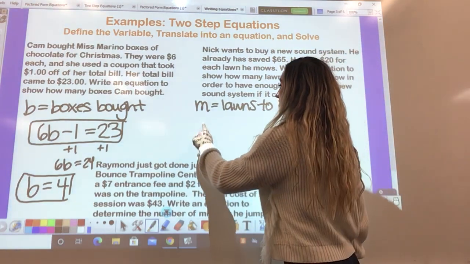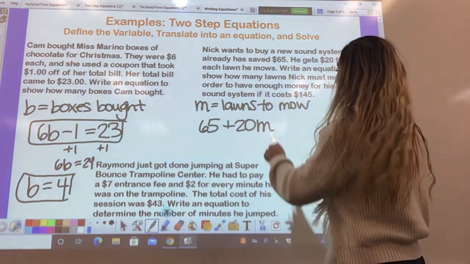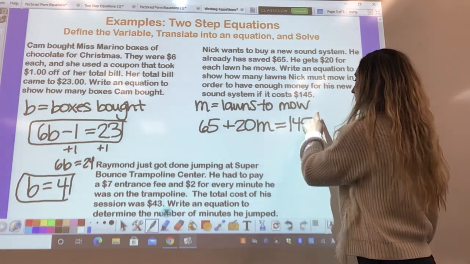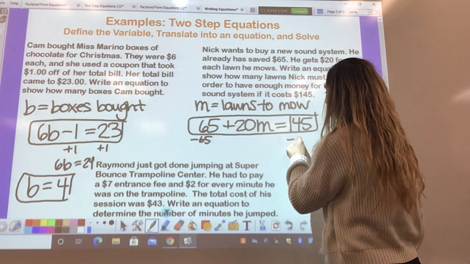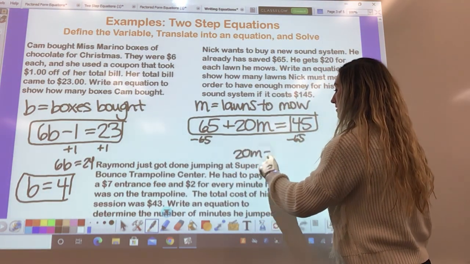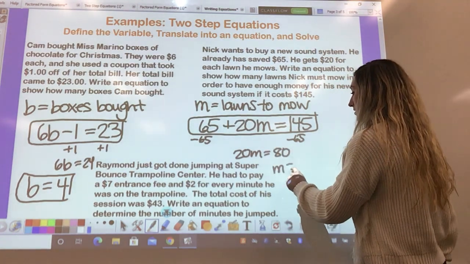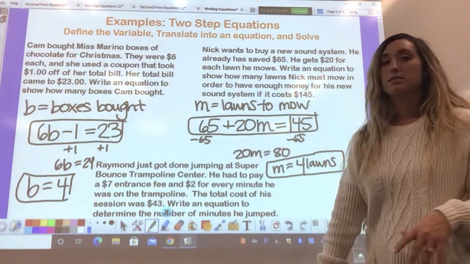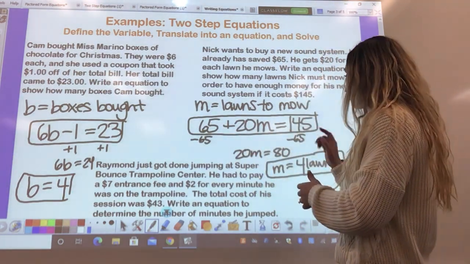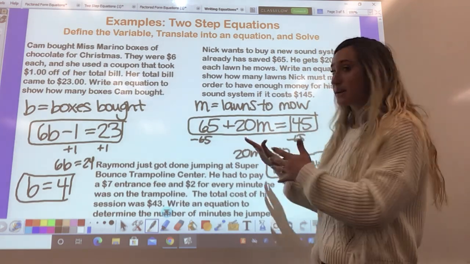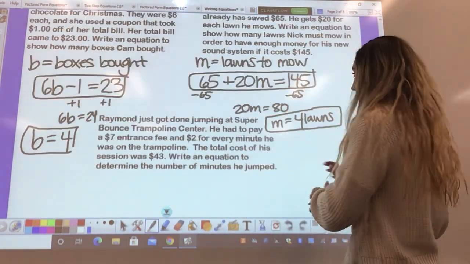All right, so he already has 65. He gets an additional $20 per lawn mowed, and he wants that to equal 145. So there's an equation. To solve it, we would subtract 65 from both sides. That would leave us with 20m equals 80. And then when you divide both sides by 20, m equals 4. So 4 lawns Nick would have to mow. Again, you might think of it with the variable already isolated. Maybe you already thought that it would be 145 minus 65 divided by 20, which is fine, and that's actually what we did to solve the equation, but that's the only one I'm going to put up on the board.